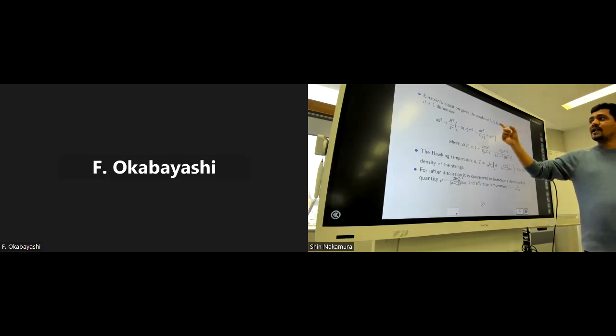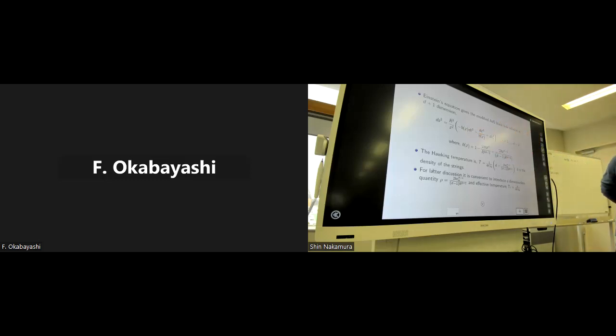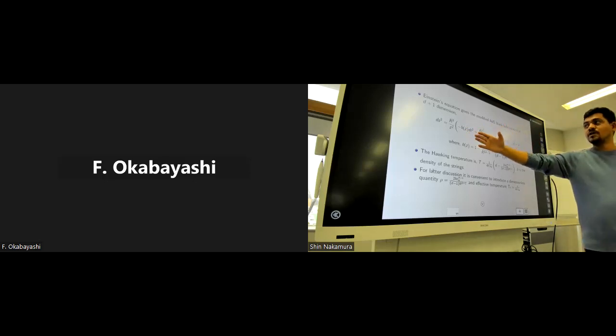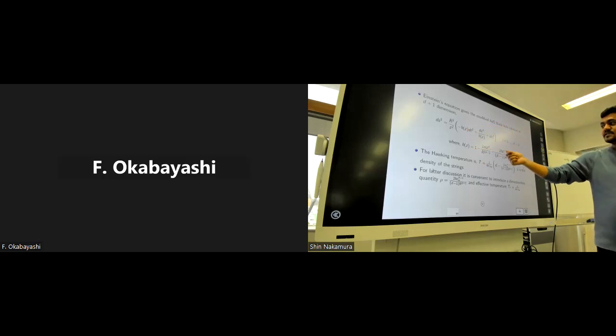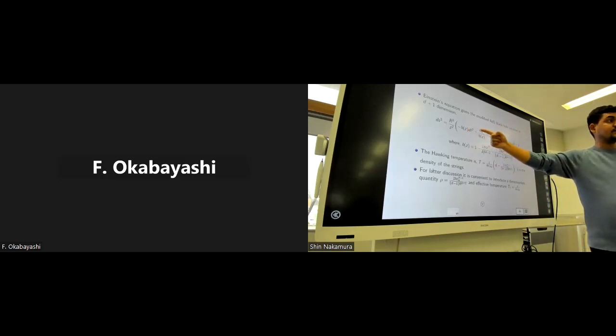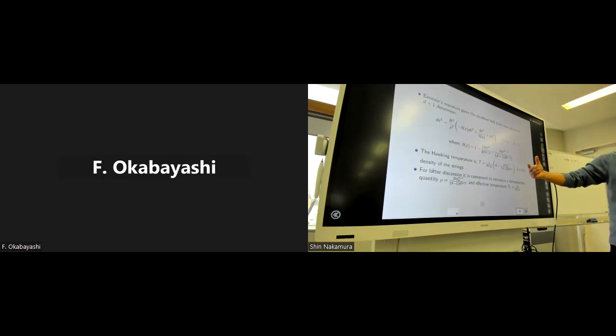So now you will end up with this d plus one dimensional solution of the Einstein equation, which is actually the AdS black hole solution. But here you can see that this blackening function has this density of strings now. So this solution is not exactly the AdS black hole, but some deformation is there. So we can call it the deformed AdS black hole.